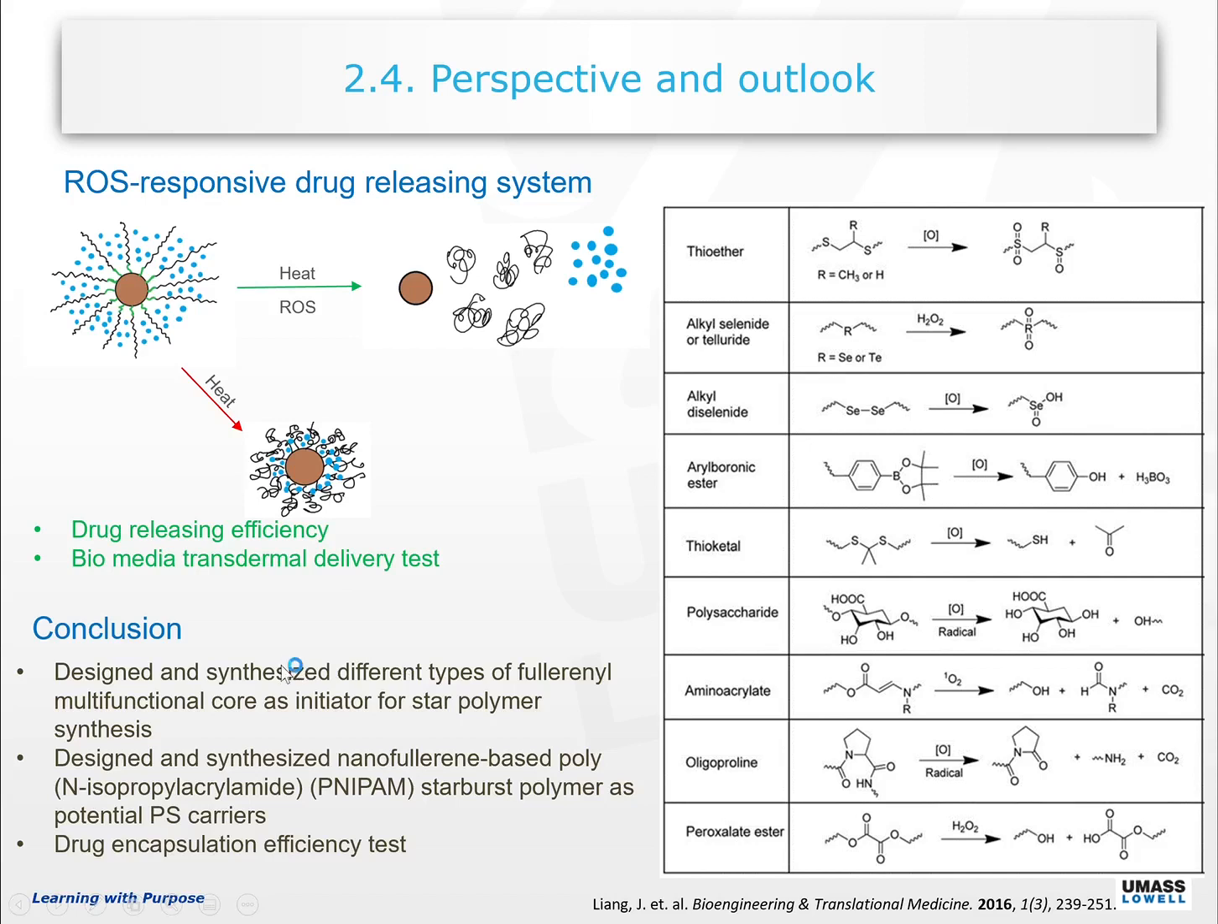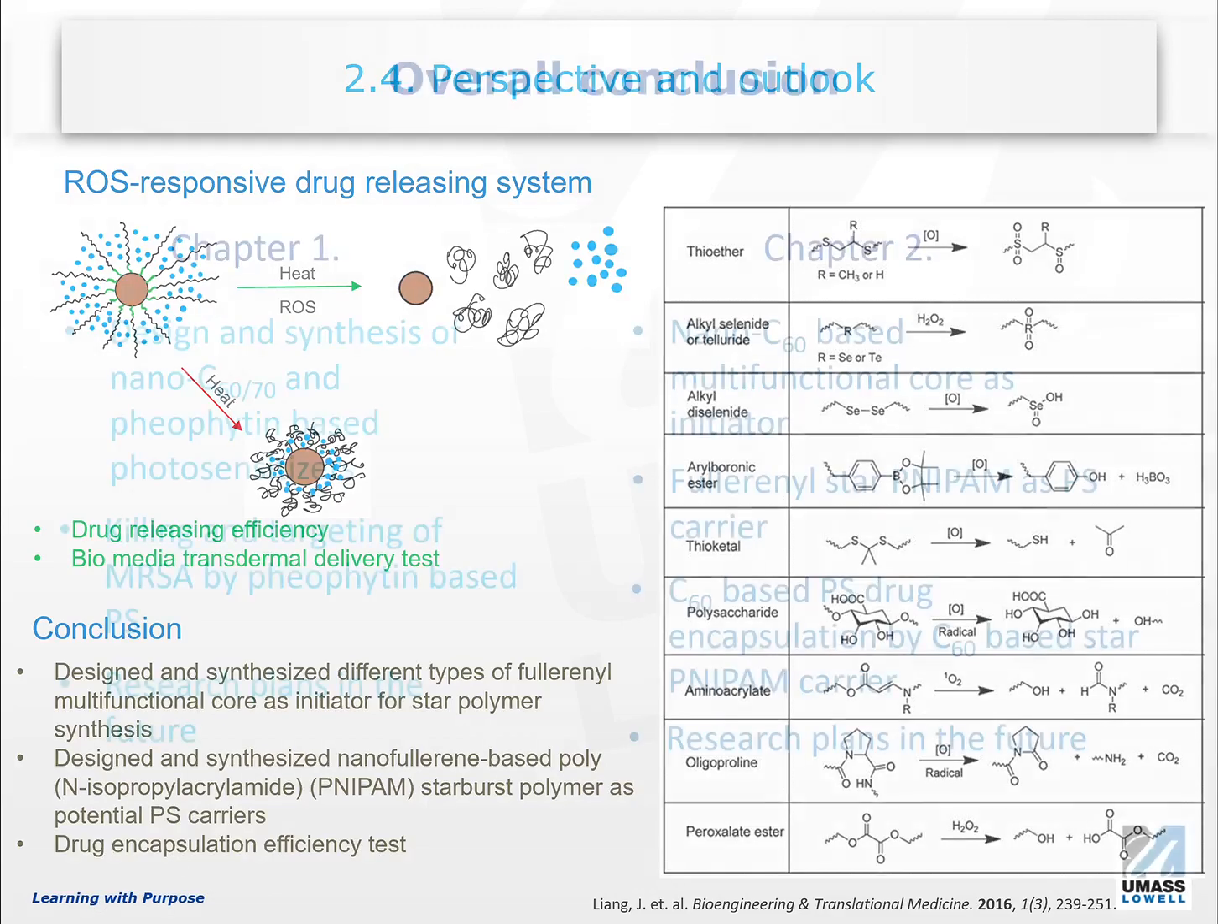So in conclusion, in chapter 2, we designed and synthesized different types of fullerene or multifunctional core as an initiator for star polymer synthesis. And also we designed and synthesized the nanofullerene based polynippon star polymer as a potential photosensitizer drug carrier. And also we did a short test on the drug encapsulation ability of our fullerene based star polymer with one of our prototype drugs.